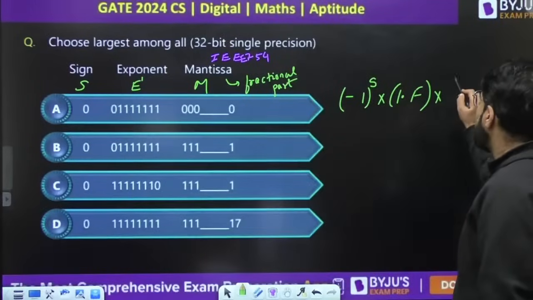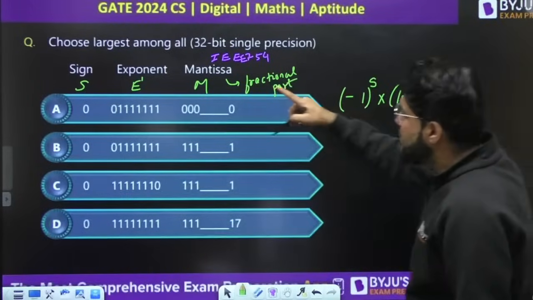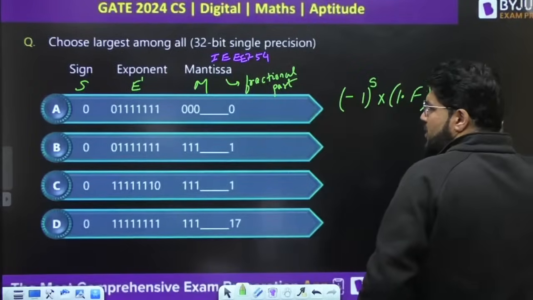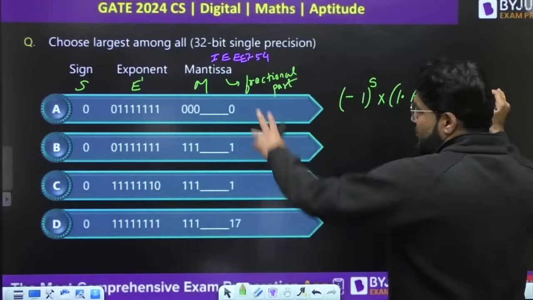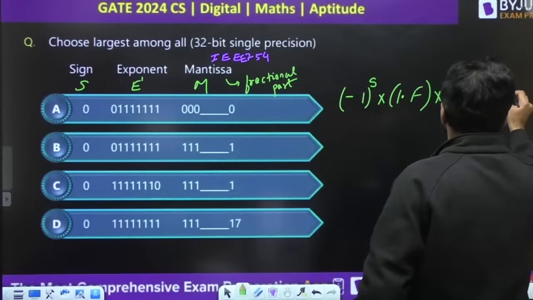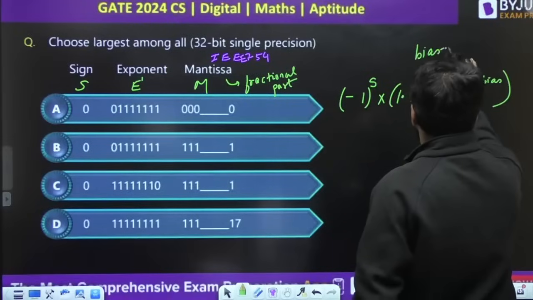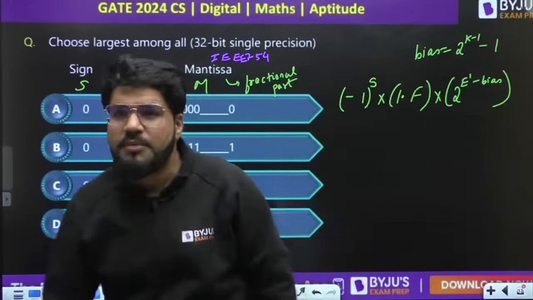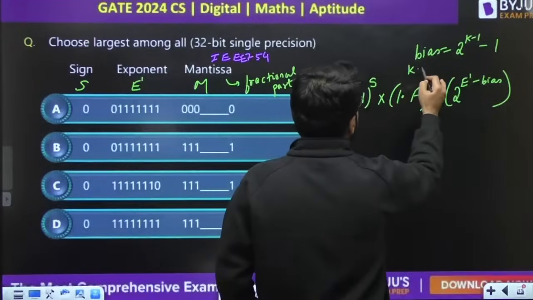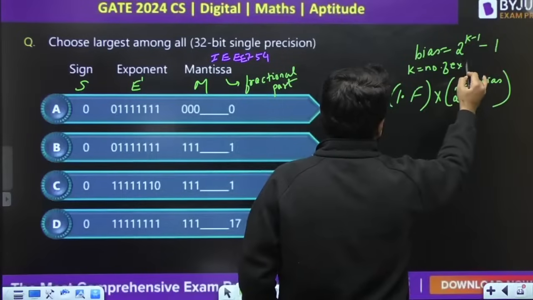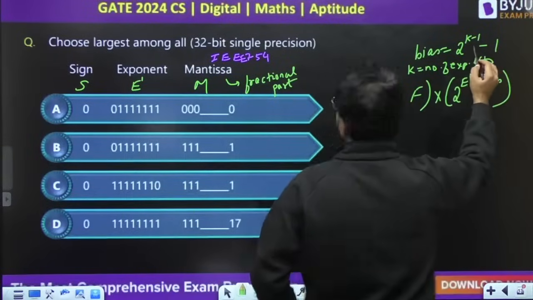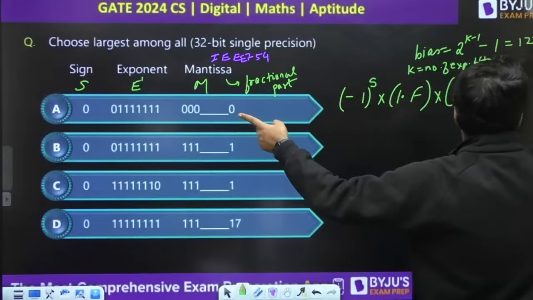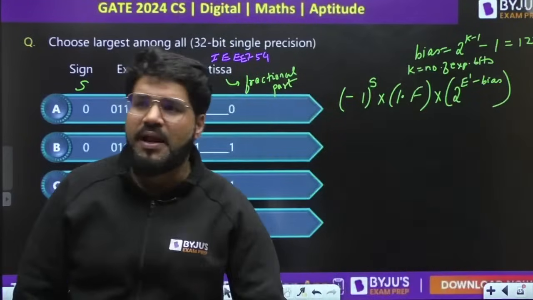Multiplied by 2 raised to the power, direct exponent लिख दूं या let me write down for you E dash. If I have called this exponent as E dash, minus bias. How do you calculate the bias? It is given by 2 raised to the power k minus 1, where k is the number of exponent bits. अब यहाँ पे exponent के bits 8 है, तो 2 power 7, that is 128 minus 1, that is 127. So that we subtract from this value.